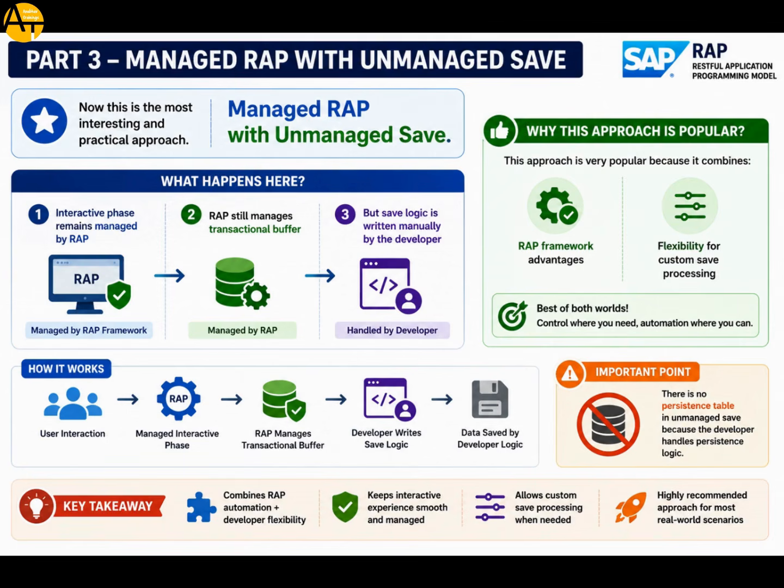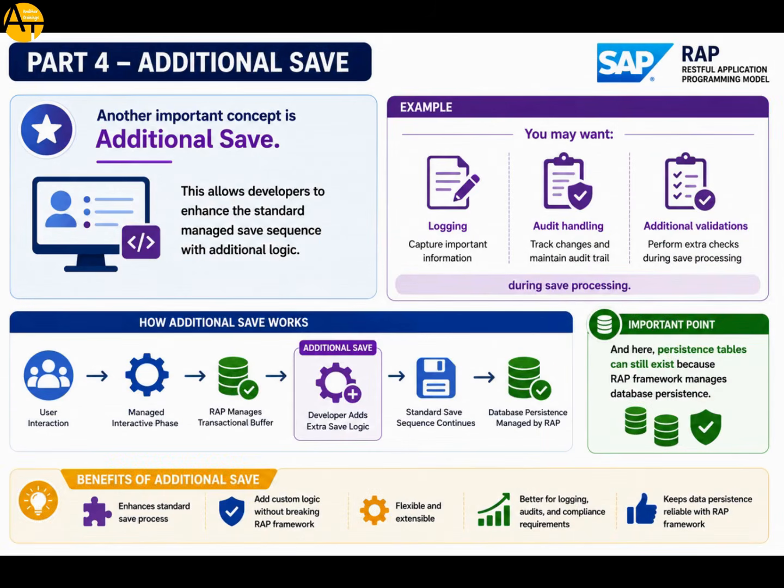Part 4: Additional save. Another important concept is additional save. This allows developers to enhance the standard managed save sequence with additional logic. Example: you may want logging, audit handling, additional validations during save processing. And here, persistence tables can still exist because the RAP framework manages database persistence.